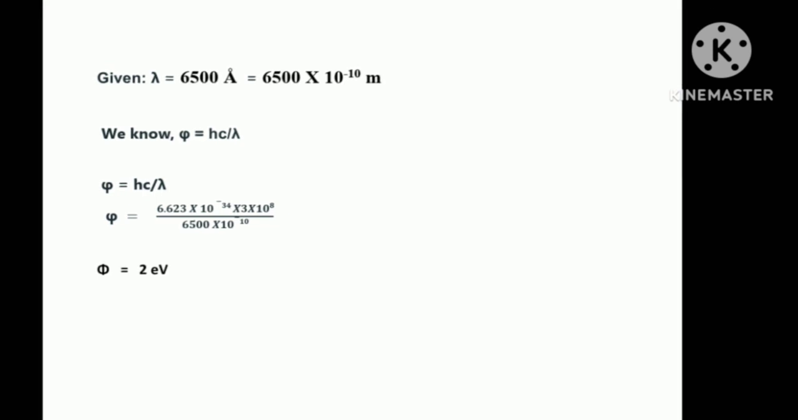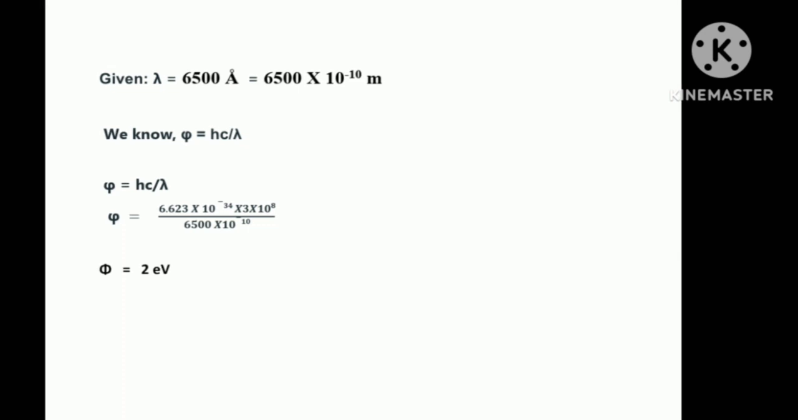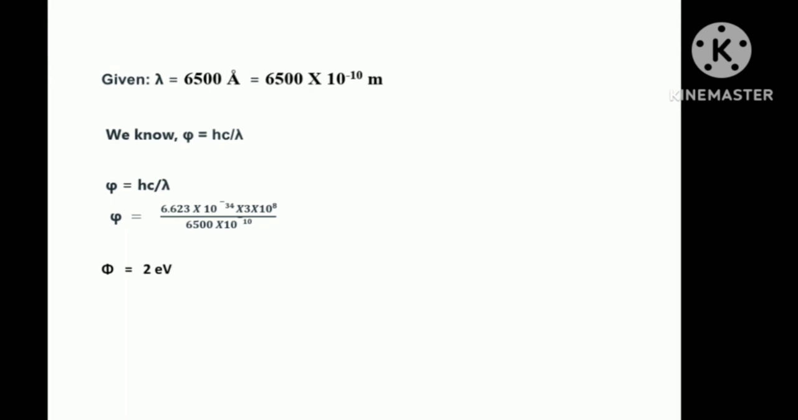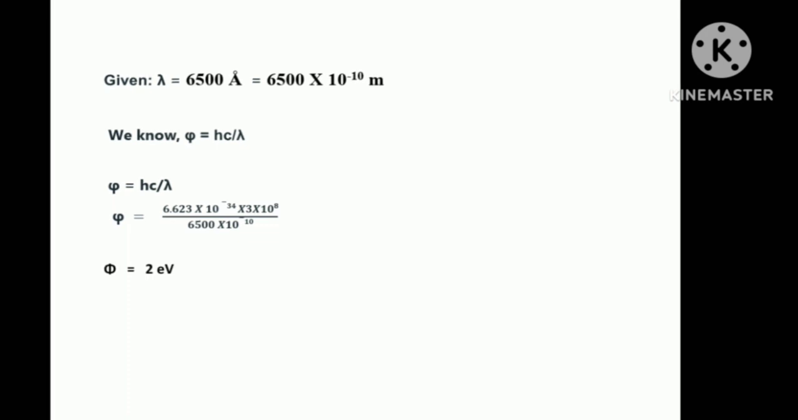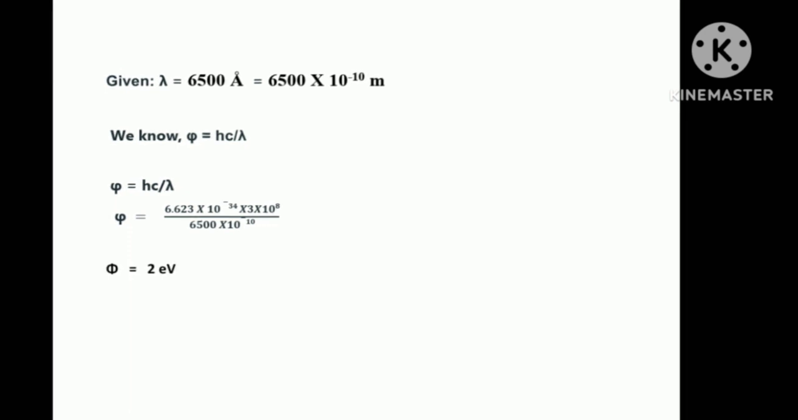We know that the minimum energy required to produce photoemission of electron is said to be work function. In the problem, threshold wavelength is given. It is 6500 Angstrom unit. It has to be written in meter scale. 6500 Angstrom unit is equal to 6500 into 10 to the power minus 10 meter.